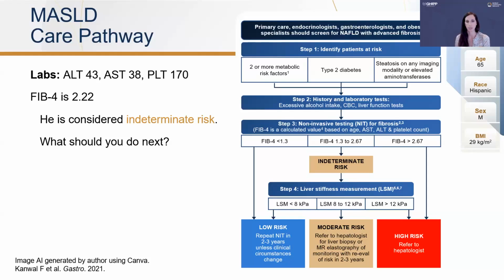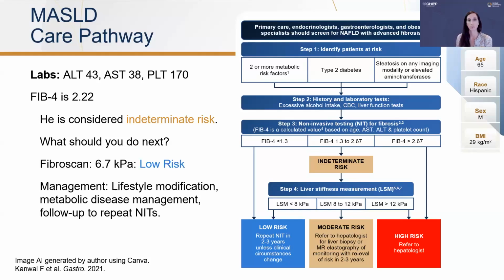So next step would be to obtain further imaging. So Albert received a FibroScan, and he had a median liver stiffness of 6.7 kilopascals. So he is considered low risk for having advanced fibrosis. So according to this guideline, we need to repeat non-invasive testing in 2 to 3 years, unless he has a clinical change. And then we focus on lifestyle modifications, which will be the main topic of this talk.